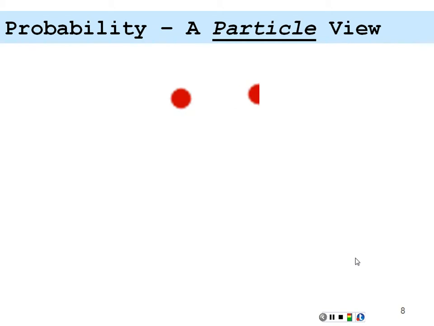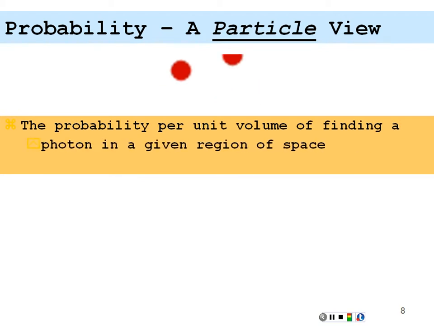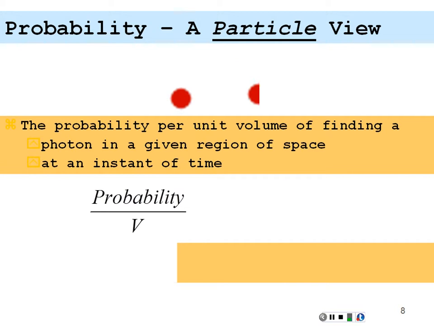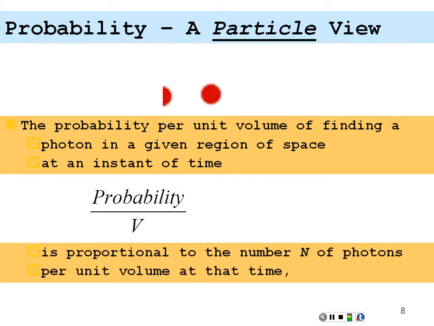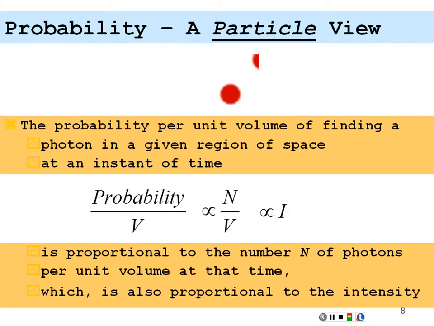Let's think about probability. If we were to associate probability of a particle like a photon in a region of space, well, the probability per volume would be proportional to the number of photons that we have in that volume at that particular time. And we know that the number of photons per volume in a particular time is in turn proportional to the intensity, how much power we have per area at that particular time. That would be a particle view.